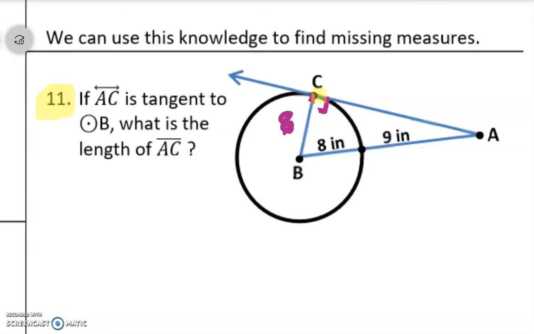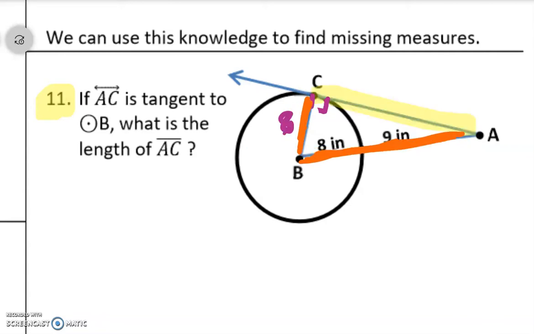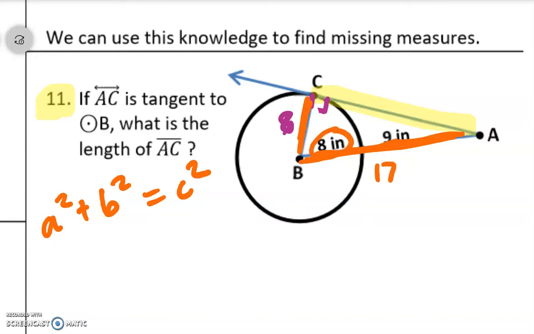So we're trying to find the length of AC. So that's just the missing side of a triangle. We already know two sides of the triangle, this side and that side, right? So we can use the Pythagorean theorem to solve for that missing third side. So we're going to say that a squared plus b squared must equal c squared. The hypotenuse here is going to be 17 because I have to add 8 plus 9. So that's 17, and that's our c. Hypotenuse is always c, so 17 squared.